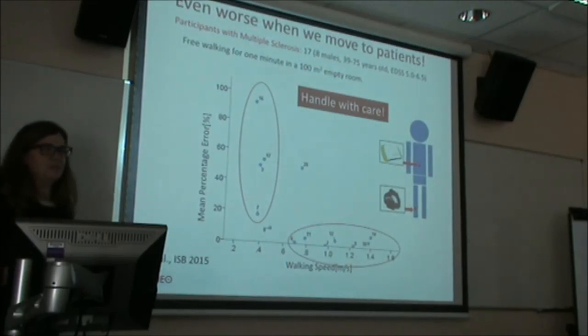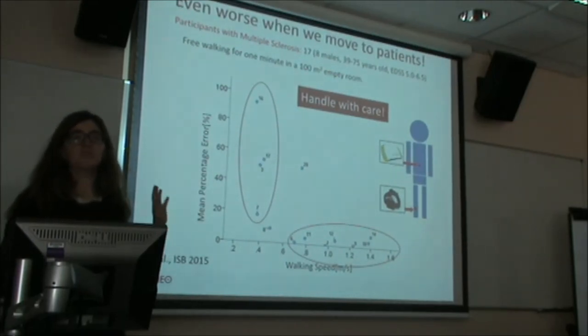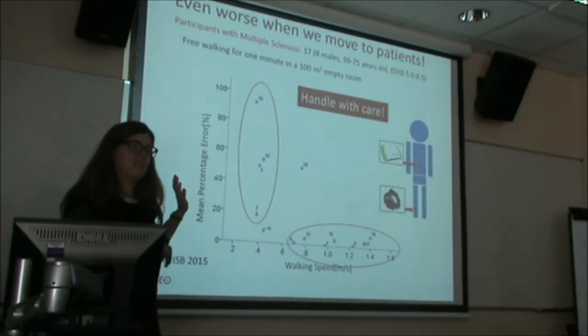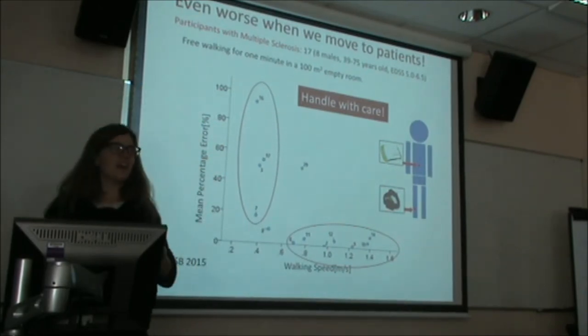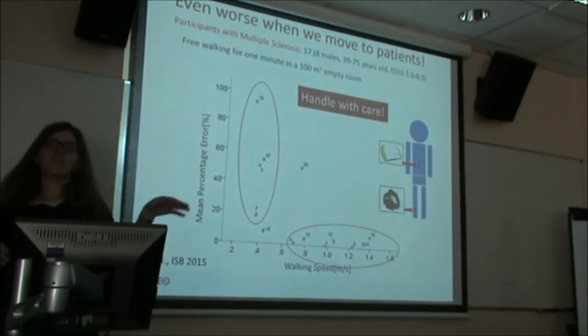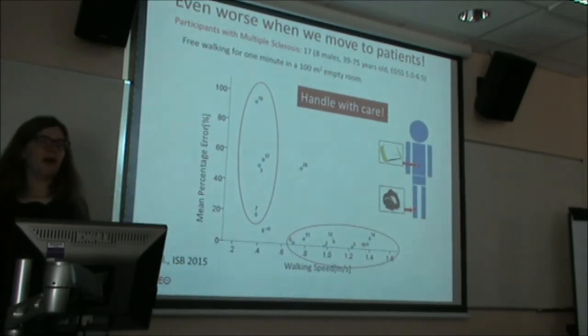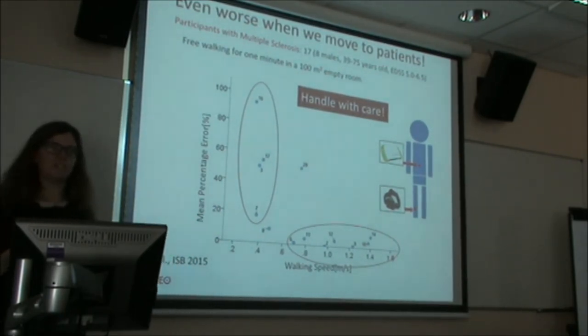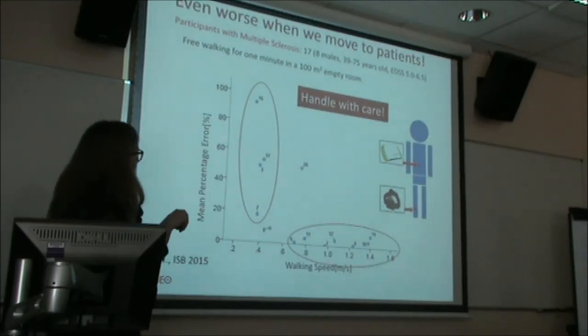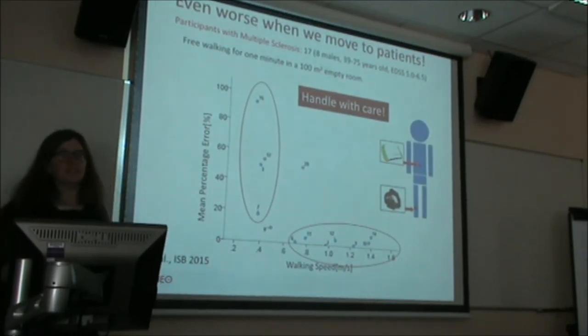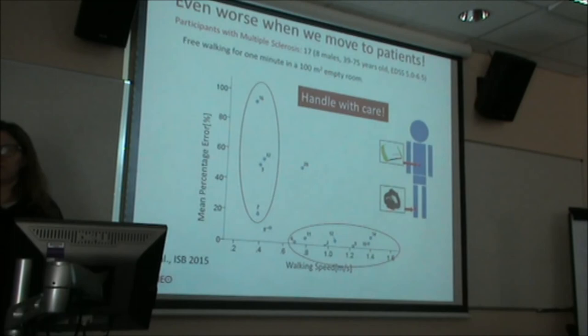But this is what happened when we tried it with patients. This was not real life. This was an empty room. We just asked our patients to walk around in the empty room without any specific path, so that at least it was a bit of a mixed gait. And again, this is the error as compared to the step counting results that we obtained from the inertial sensors on the ankles.